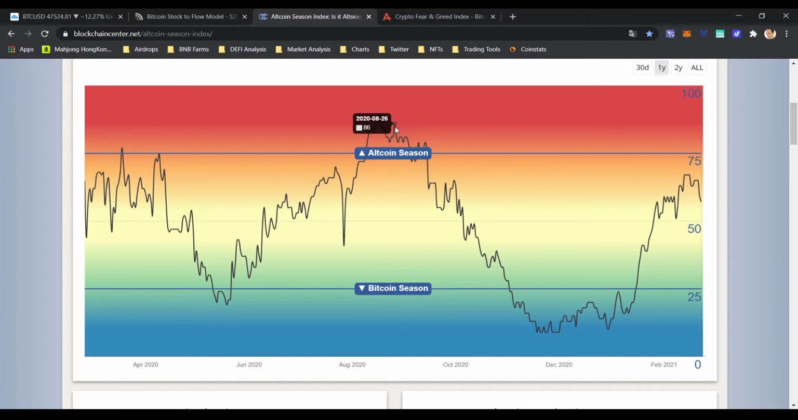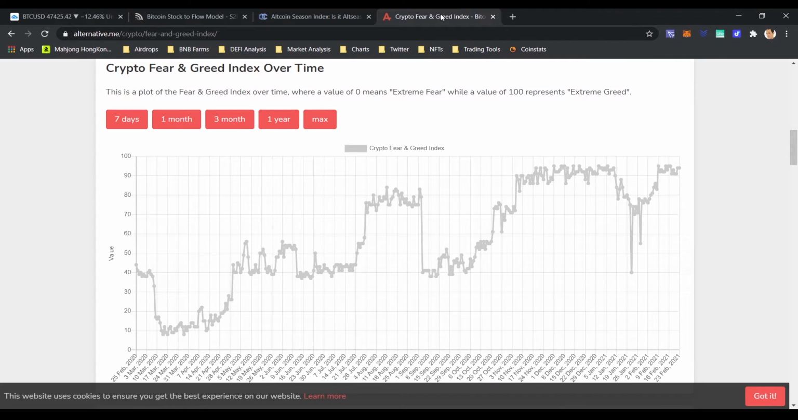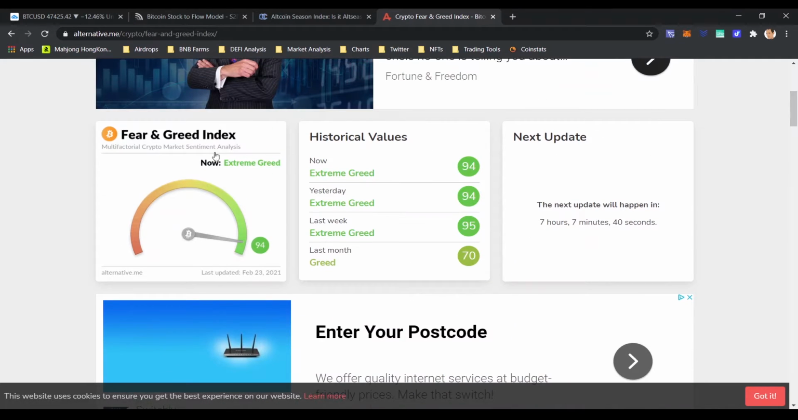Okay, swiftly moving on to the third chart. Actually, it's more of an indicator. It's the fear and greed index. This one seems a little less accurate and a bit more subjective.